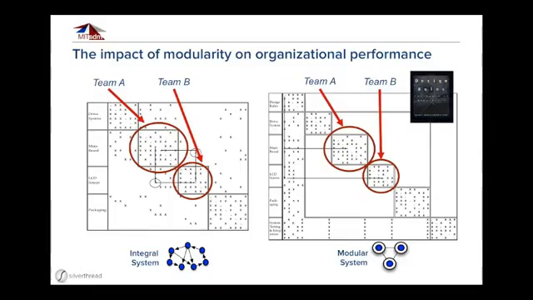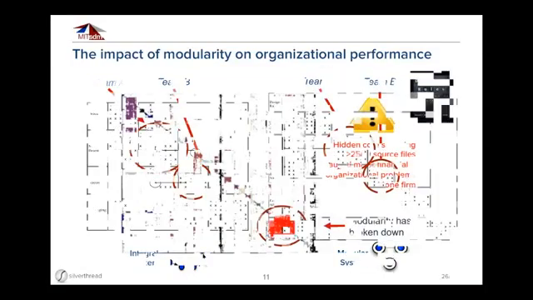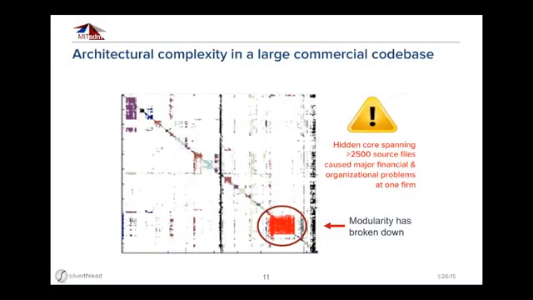The rate of return on research and development dollars can be substantially higher if my success doesn't depend also on you being able to accept my change into your technology. So that's the difference between an integral system and a modular system. Now, we at Silverthread have been looking at a lot of commercial code bases, and here's an example of one where modularity has broken down.